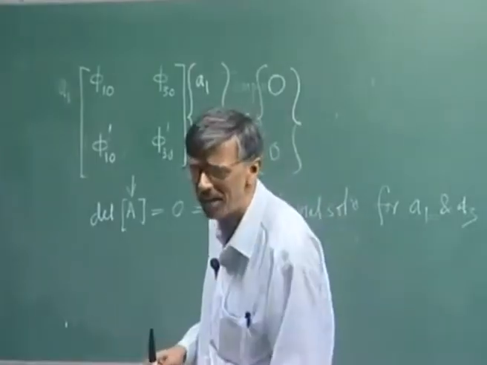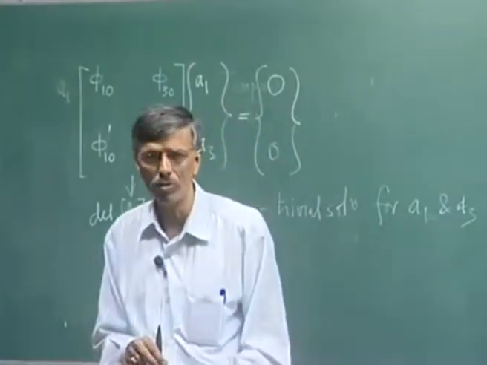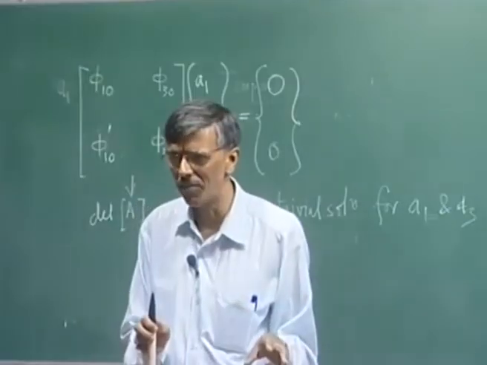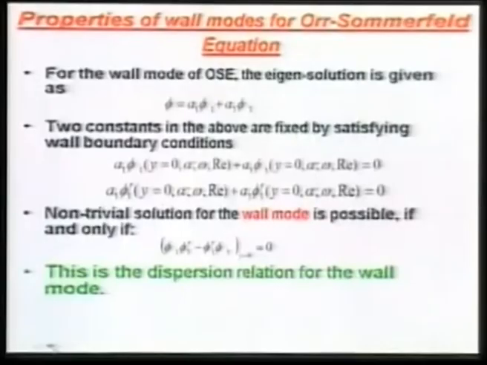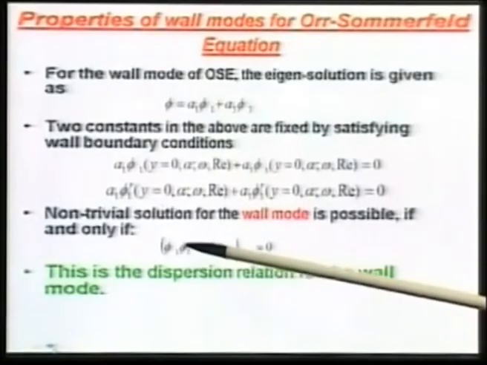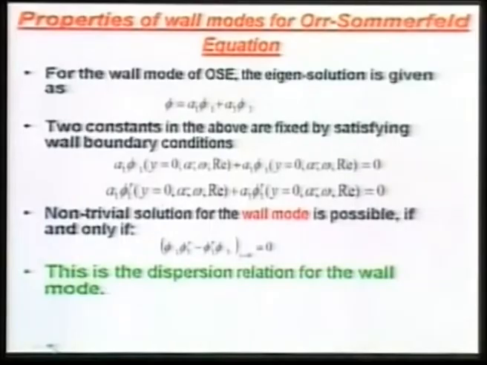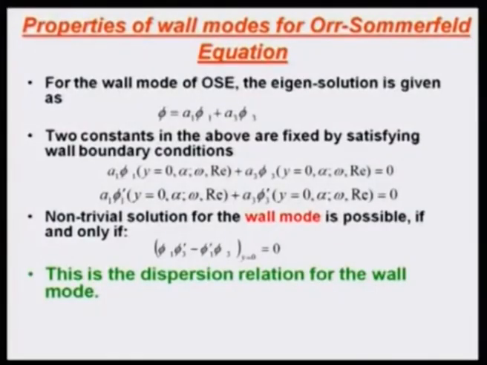So, if I fix Re, we are talking about a combination of omega and alpha that will help us satisfy this. There would be a combination of omega and alpha, and what is that we called? That is our dispersion relation. So, now you understand that for the Orr-Sommerfeld equation, the dispersion relation for the wall mode comes about by the satisfaction of this equation. This is what you need to do.